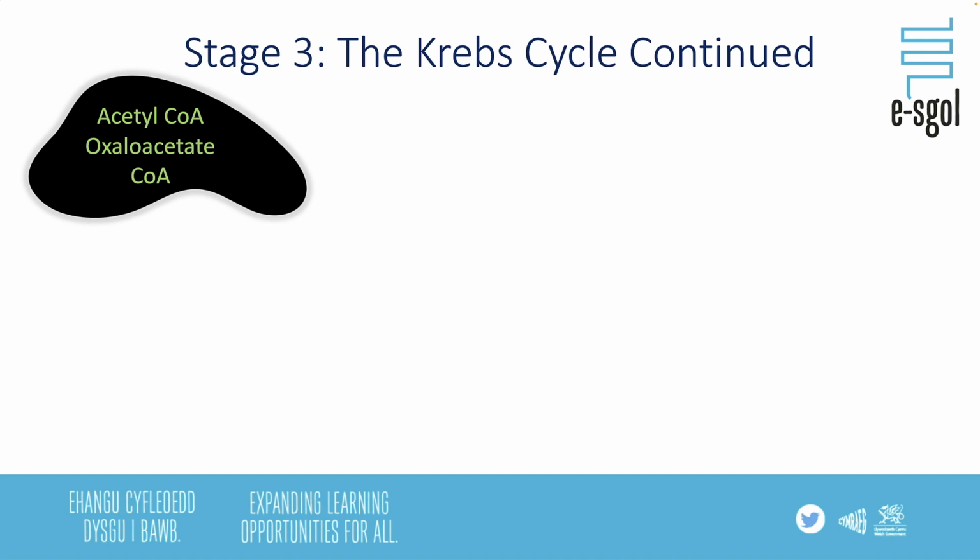Now let's look at the stages of the Krebs cycle. The acetyl-CoA enters the Krebs cycle from the link reaction. The acetyl-CoA reacts with a 4-carbon molecule called oxaloacetate. The CoA part of acetyl-CoA is removed, to be reused. The oxaloacetate 4-carbon joins with the 2-carbon of acetyl to form a 6-carbon molecule called citrate.